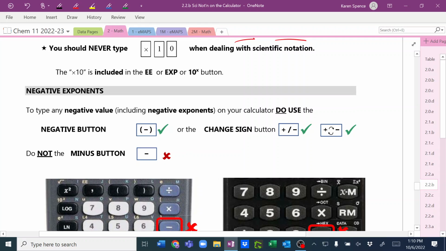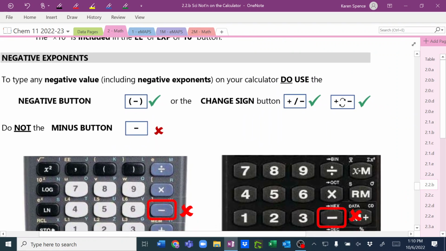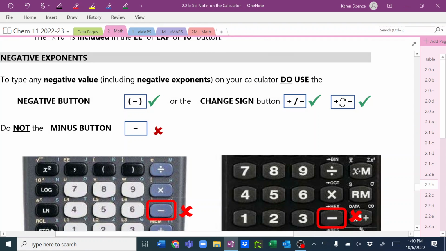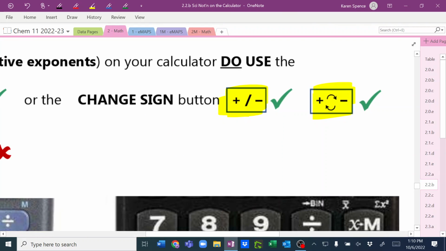Other things you should know. The negative button is different from the minus button. They do different things. Okay, minus subtracts things. Yes? The negative button changes the sign. So a negative button might look like a negative sign in brackets. It might also look like a change sign button where it says plus minus, or I've seen some where it's got the plus minus and little arrows that go this way, that way, woo. Okay.